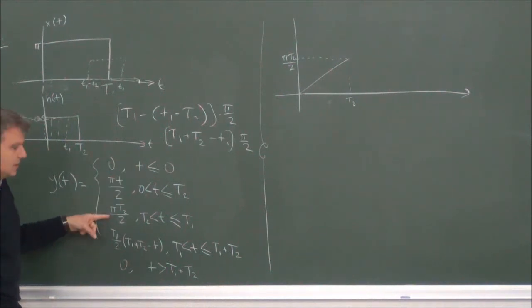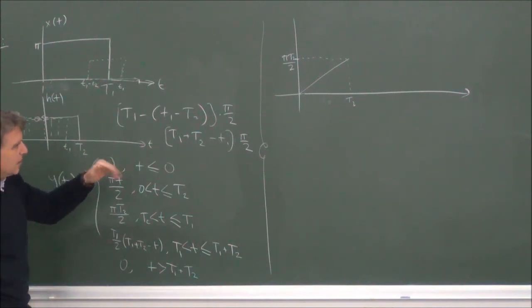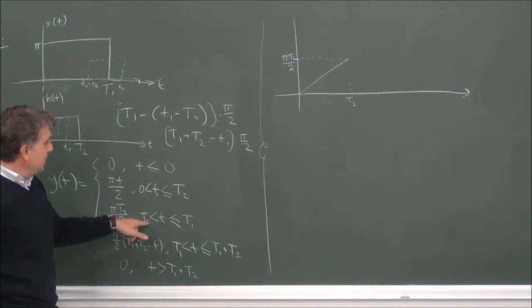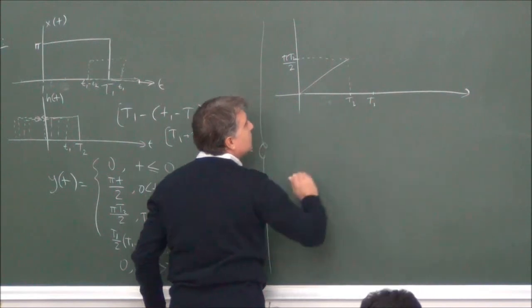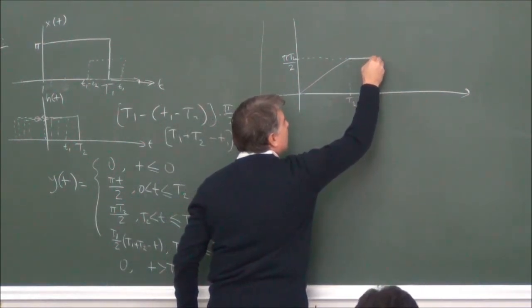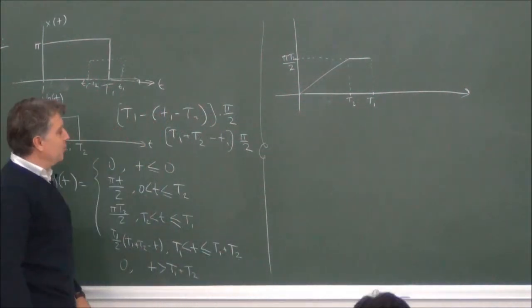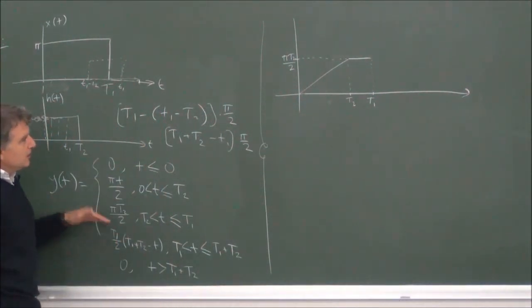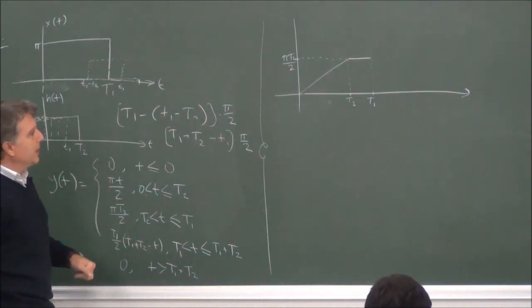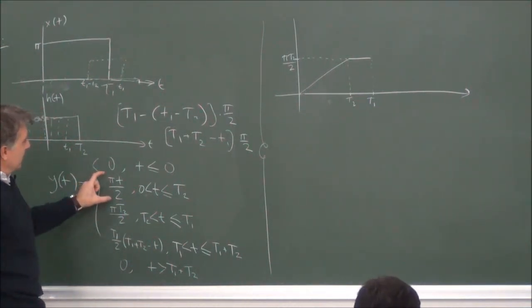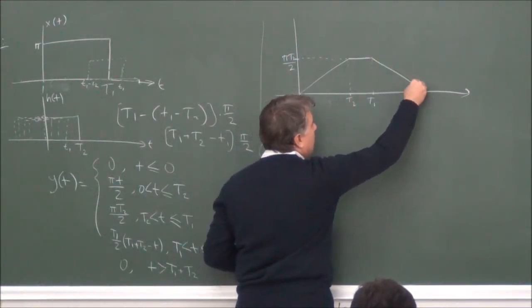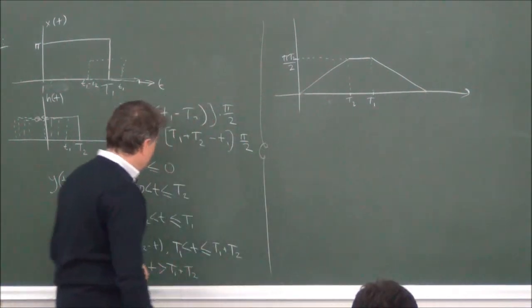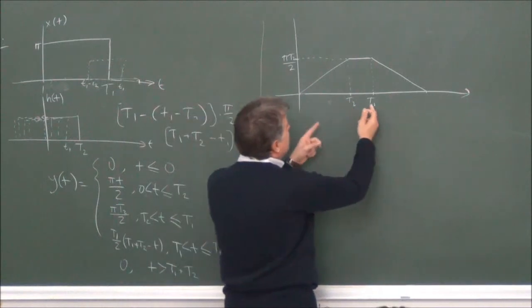And notice that it stays at that value afterwards. Pi times capital T2 over 2, it stays, from T2 to T1. T1 is something larger than T2. Let's assume it is here. So until this point, it stays the same value. And afterwards, it decreases or declines at exactly the same slope as the original one, pi t over 2 thing, until this point, which is T2 plus T1.